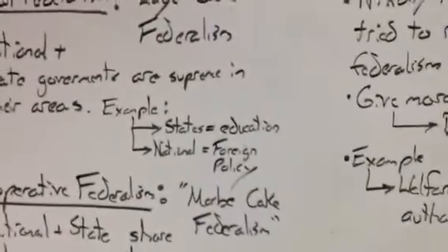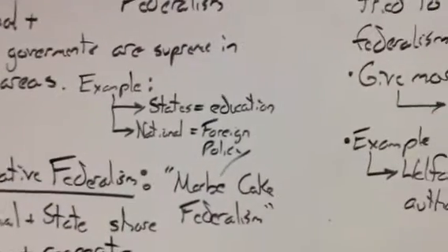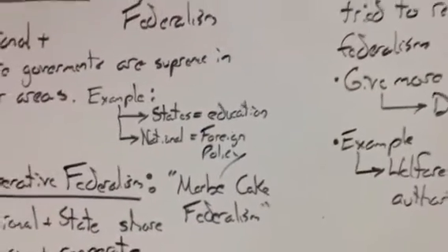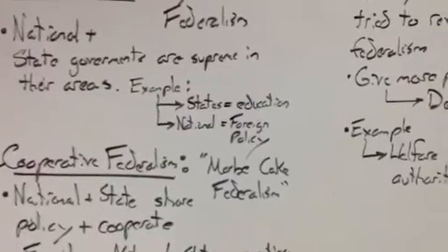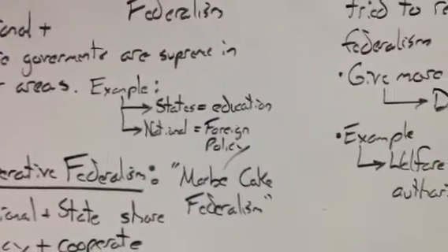An example of this type of federalism is saying that states should only be involved in education, the national government shouldn't get involved, or the national government should be the only one dealing with foreign policy. States should not be getting involved in that.